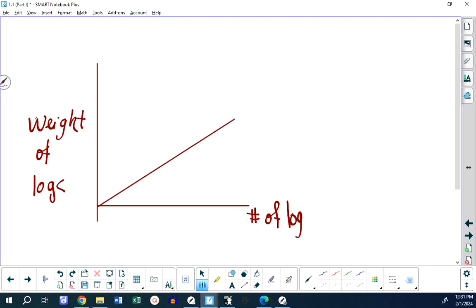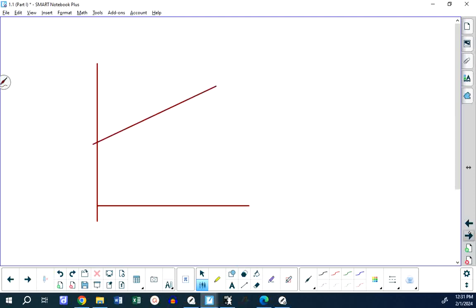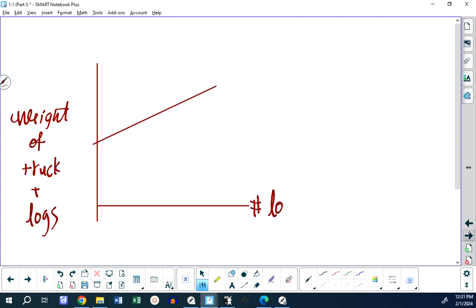And Daniel, you gave an example that said, well, what if we said the weight of the truck and the logs, and this is the number of logs. And that would be a perfect example of one that would look like this, because when there's no logs on the truck still has a weight, so it's going to have a reading. Was anybody able to come up with another example where it wouldn't go through the origin?